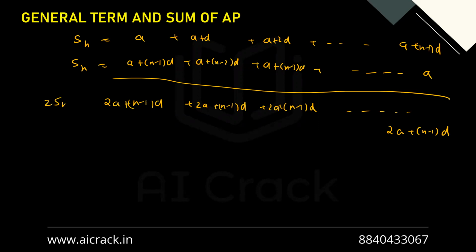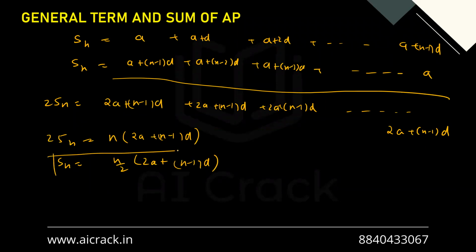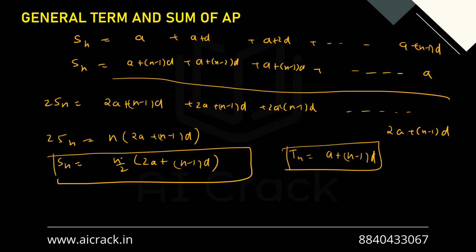Now this is 2Sn. Basically these are n terms, because we have written from T1 to Tn. So that would be n times 2A plus n minus 1 D, and this equals 2Sn. So Sn would be n by 2 times 2A plus n minus 1 D, right? This you have to remember. You have to remember two things: Tn equals A plus n minus 1 D, and Sn equals n by 2 times 2A plus n minus 1 D.